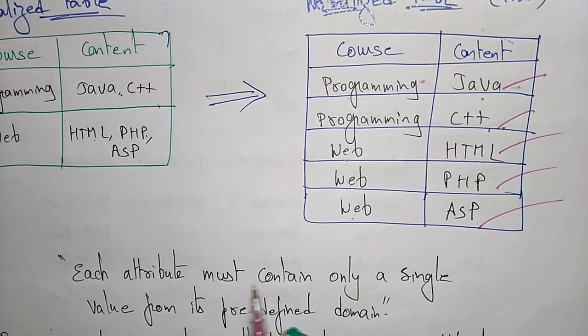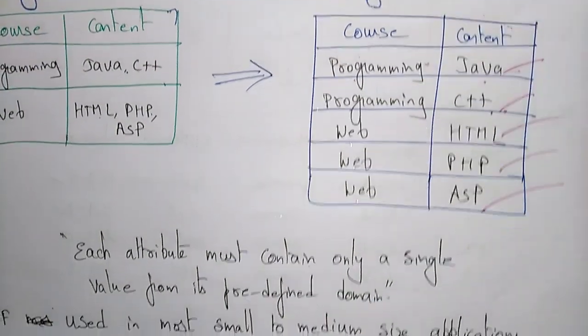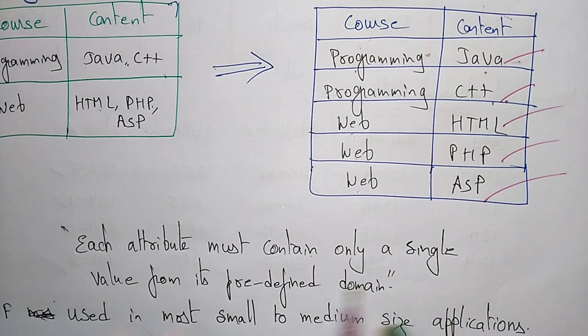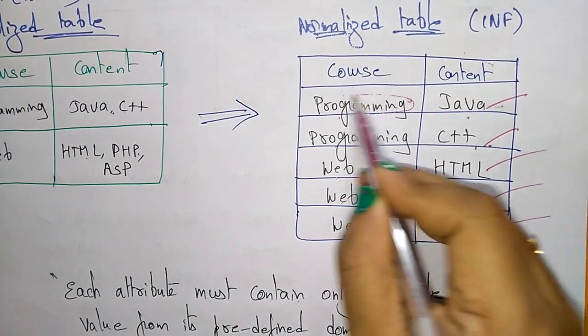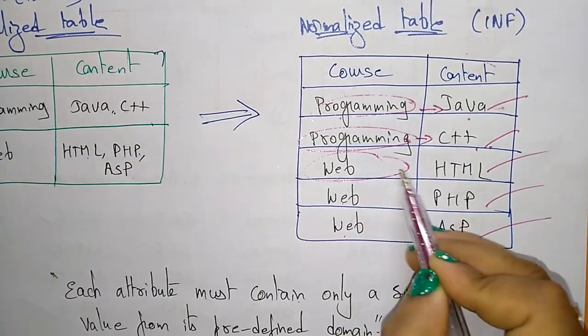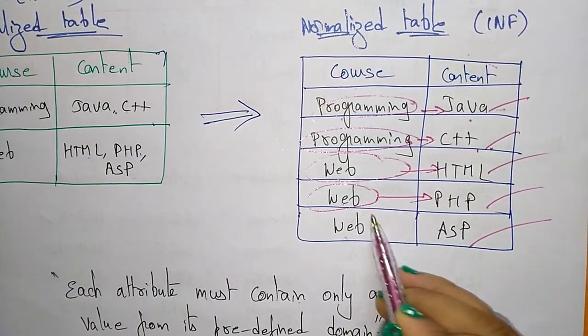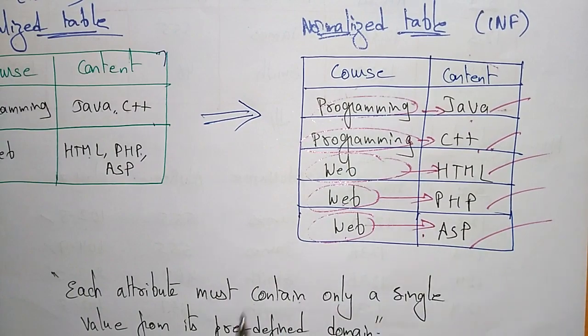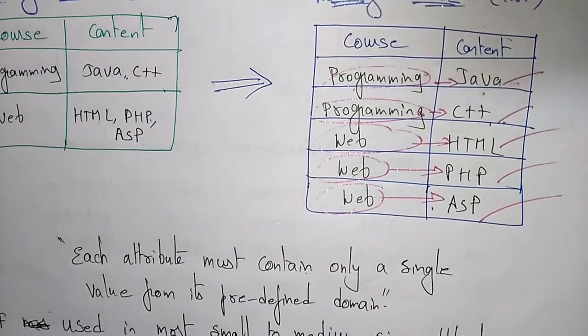Here each attribute must contain only a single value from its predefined domain. Whatever domain you have taken, that domain is holding only a single value. Each domain is holding a single value.